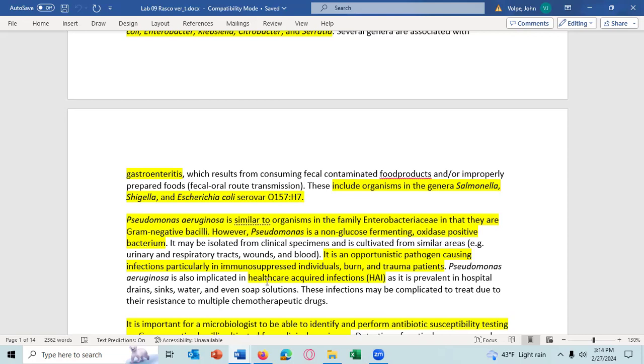Anyways, family Pseudomonas is similar to the family Enterobacteriaceae. They're all small gram-negative bacilli. They differ in that they are all non-glucose fermenting organisms, and they're all oxidase positive. Any questions about any of that?